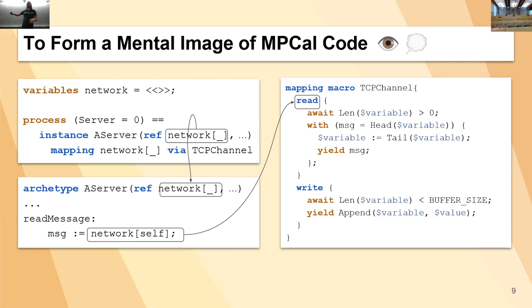The bottom left is how you actually write code in MPCal. You have this thing called an archetype, which is not a process exactly. It's like a function, and it basically compiles to more or less a thread or a process or something. It is parameterized using dependencies. So we see this network thing. What this means is we have an abstract view of the network. It's described like kind of a TCP channel thing, which is the whole left pane of this slide. And there you can say what happens when you read from it or you write to it.